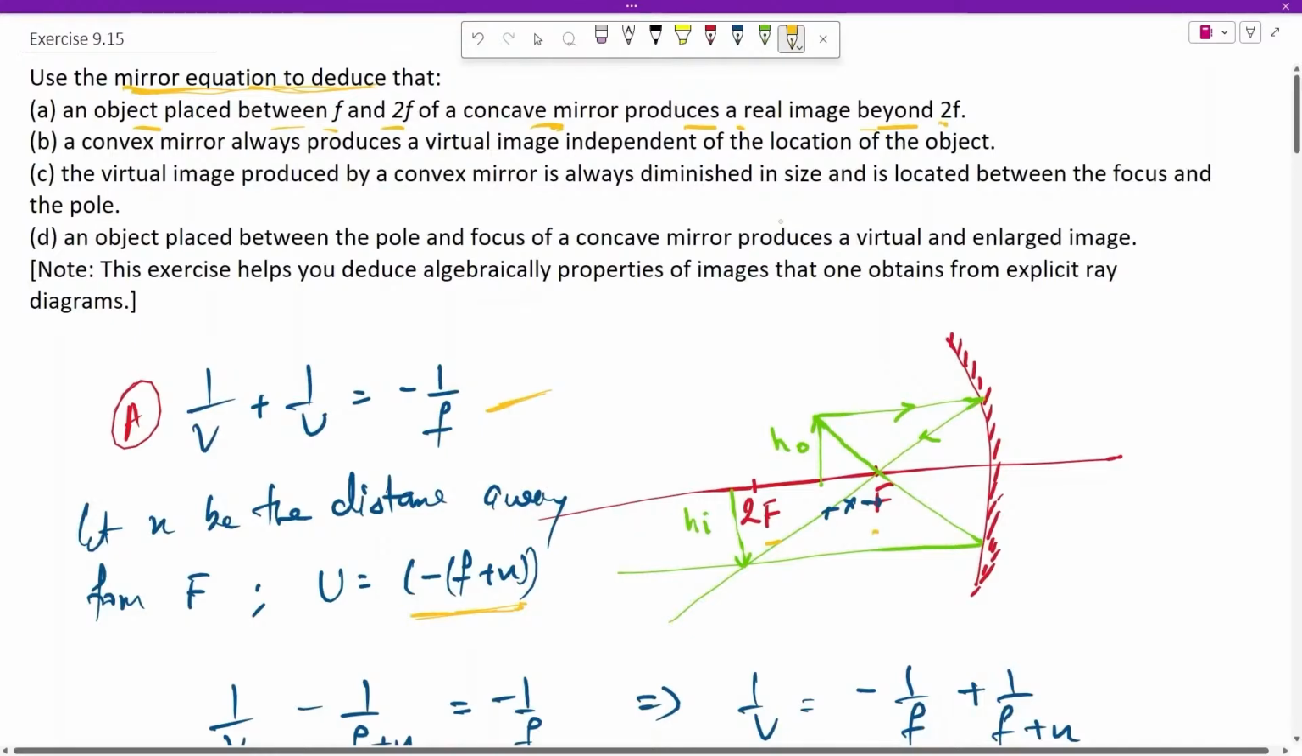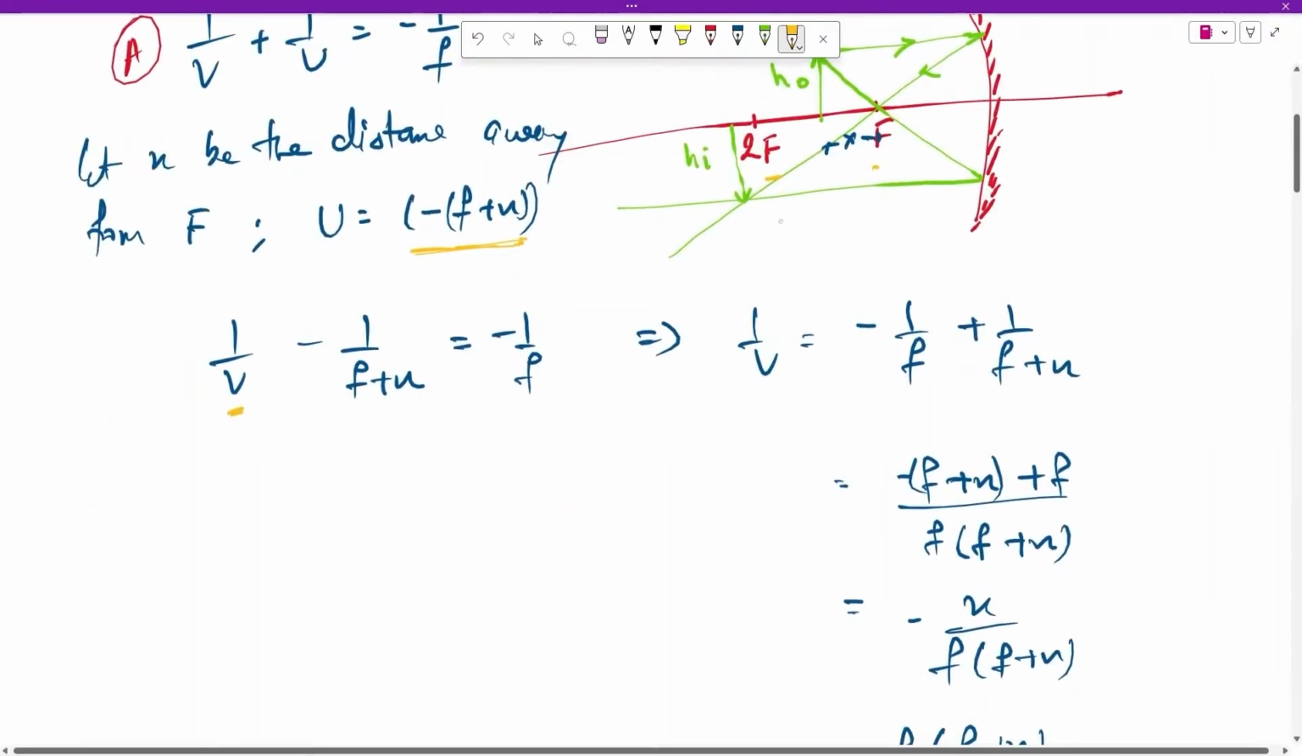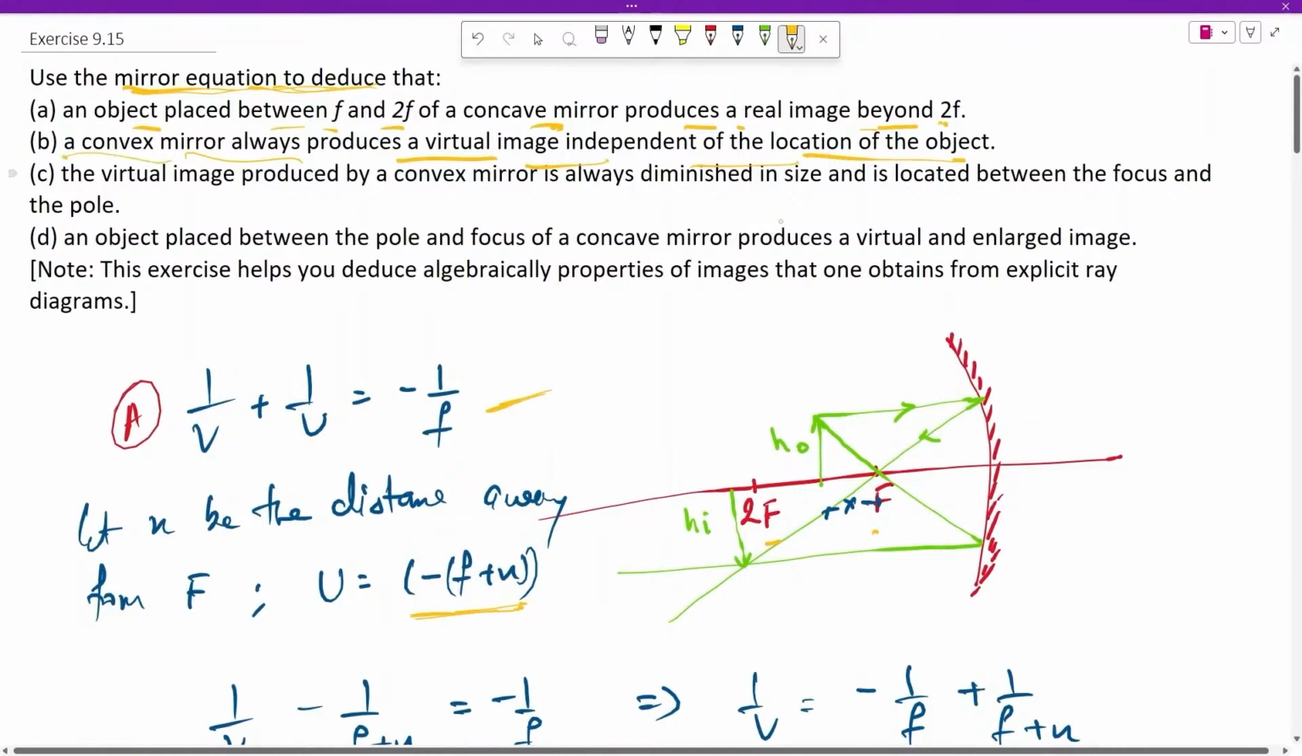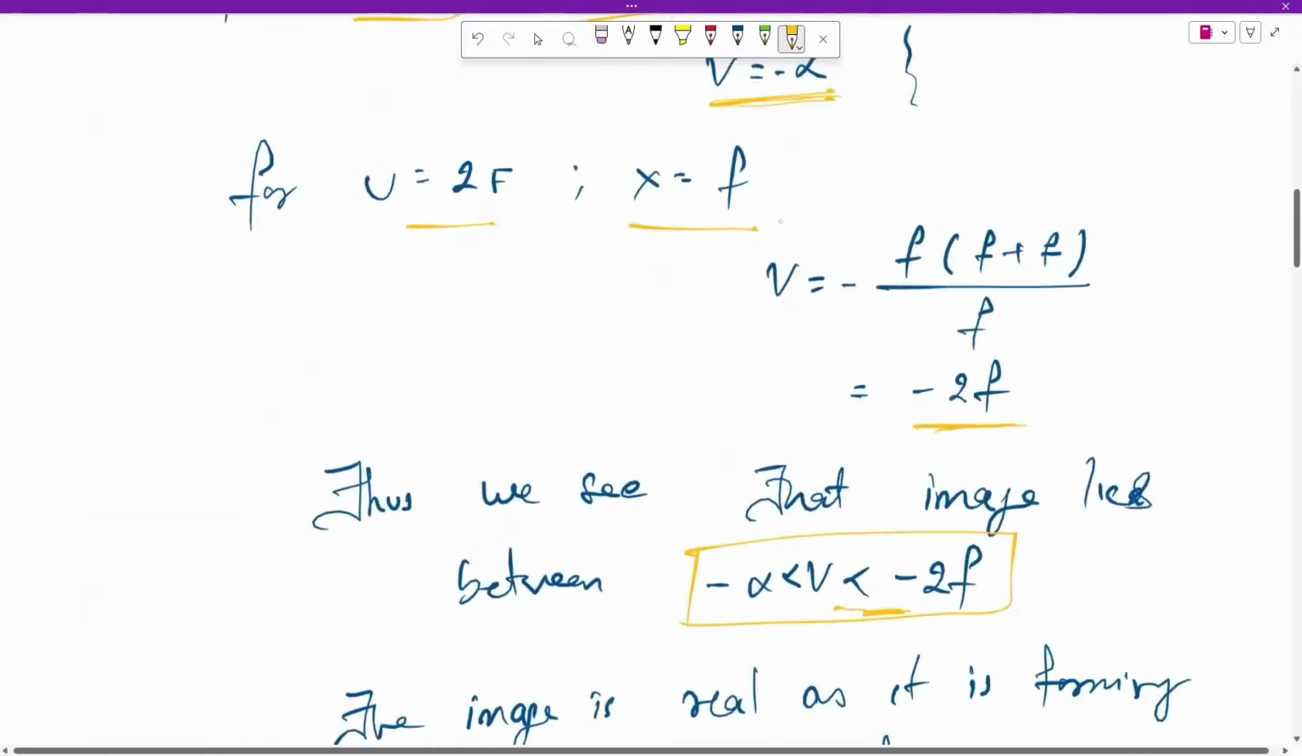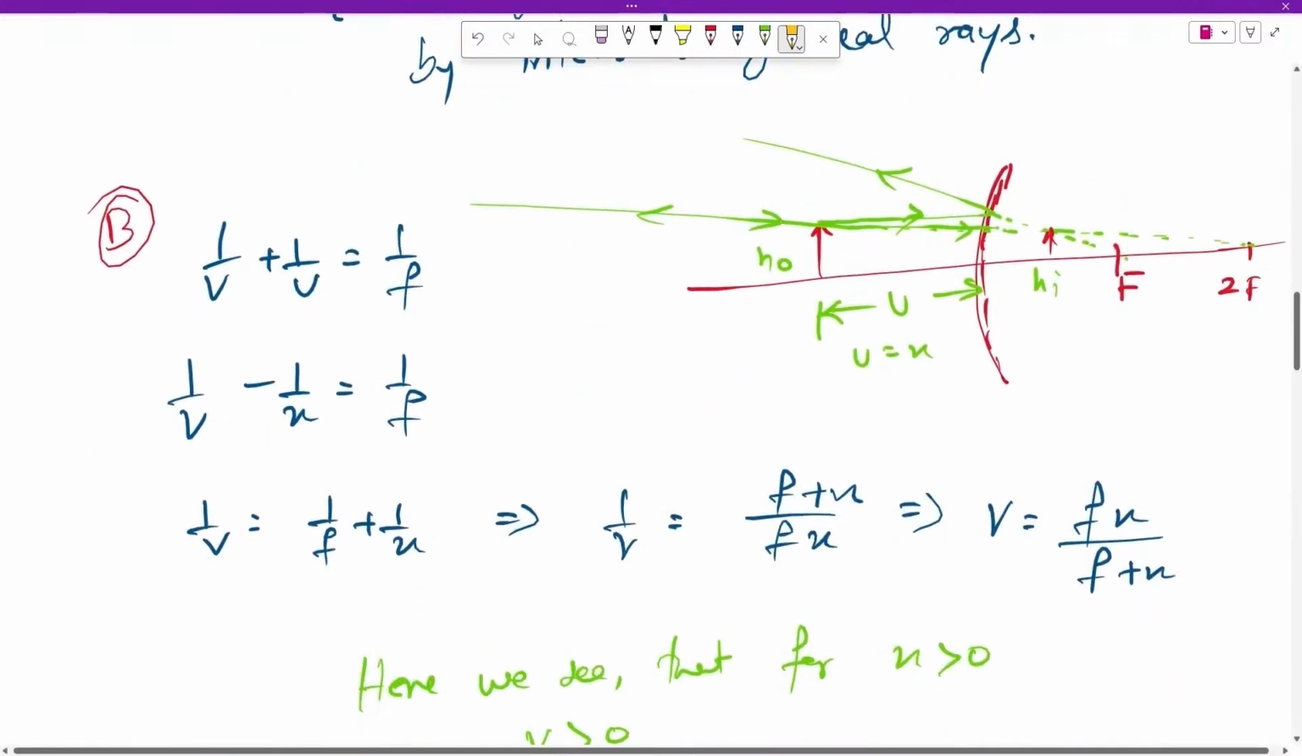The second question, question B, was: a convex mirror always produces a virtual image independent of the location of the object. So here we have been given a convex mirror, and we have to prove that it will always produce a virtual image irrespective of the position of the object. So here I have assumed again the magnitude of u as x. So using sign convention, we can write u as minus x.